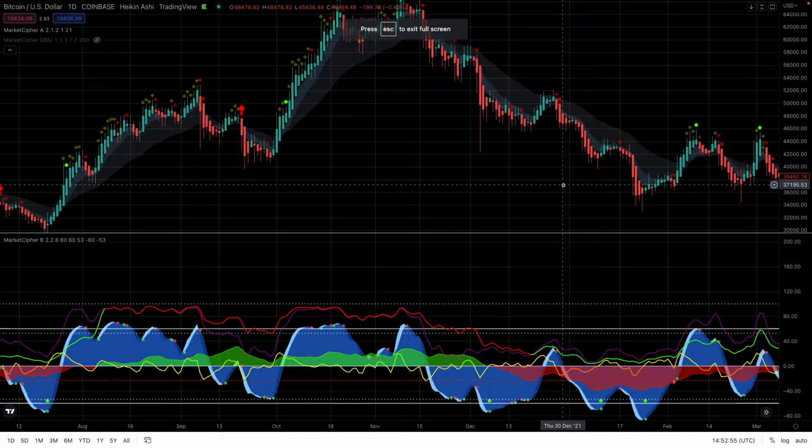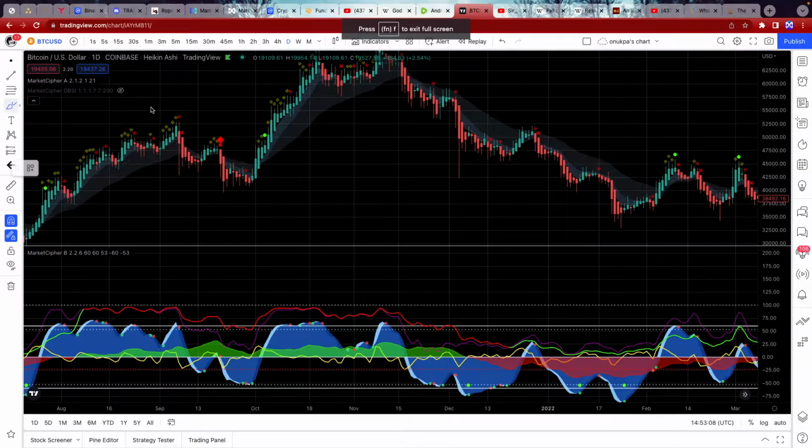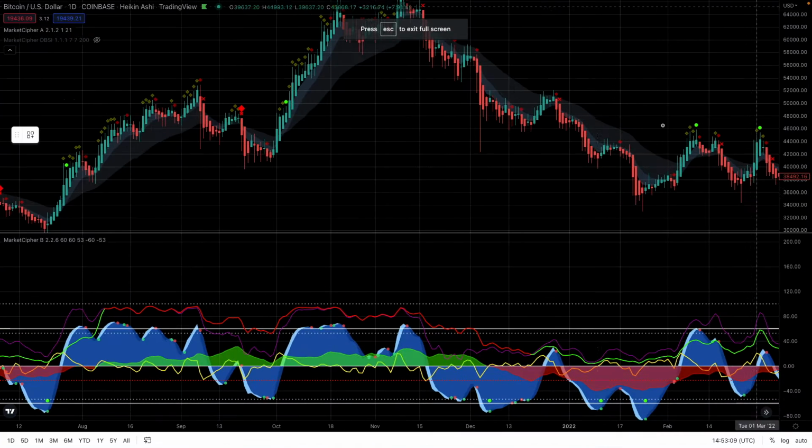So I backtested Maca Cipher using momentum waves and money flow, simple trading entries that probably could have happened for you guys. I'm on a daily time frame, so let's look at something here. This is just an illustration of how to enter a simple trade.